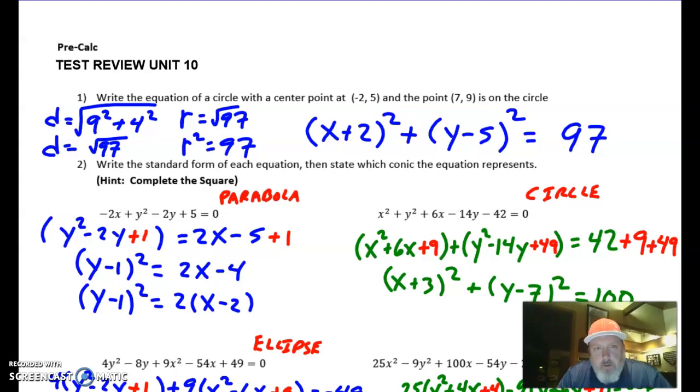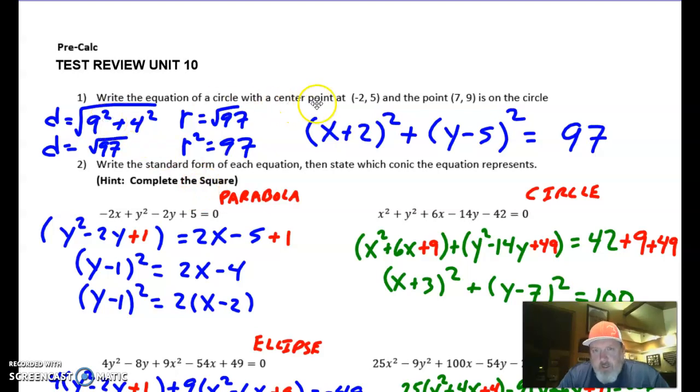All right, welcome back. We're going to go through a quick rundown of your Unit 10 test review here. The answer key is posted online, which will look very similar to this document, so you can pull that up and print it off if you need to. But just a quick rundown of what we're doing here on the Unit 10 test.